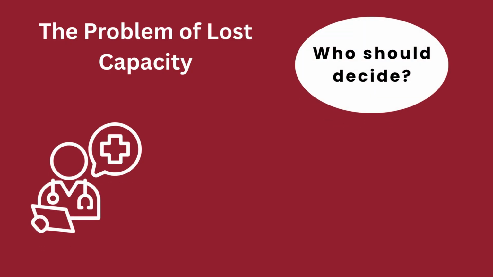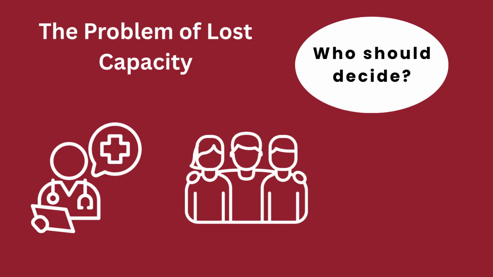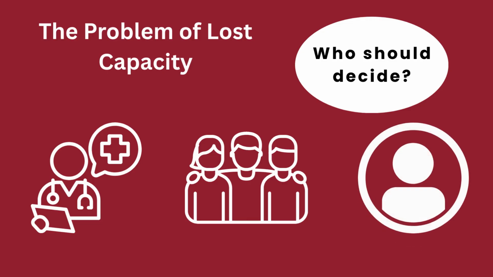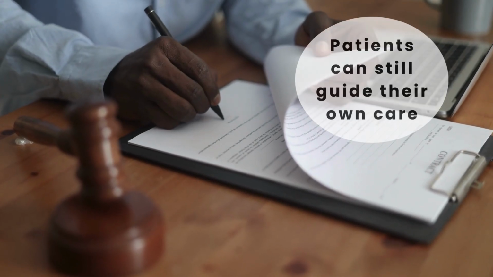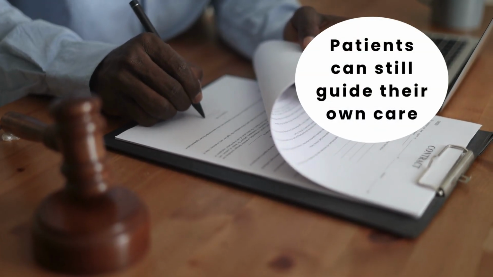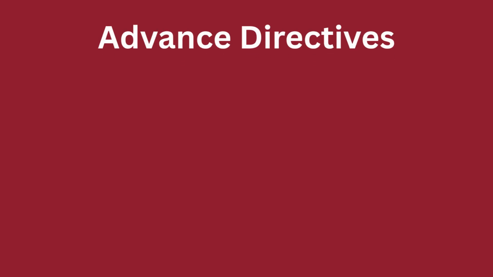Should clinicians, with their medical expertise, make decisions? Should family and friends who know the patient's life and values take the lead? Or should some neutral third party, free from emotional ties, step in to decide? It turns out patients themselves can still guide their own care, even when they cannot speak for themselves. This is possible through what are called advance directives.